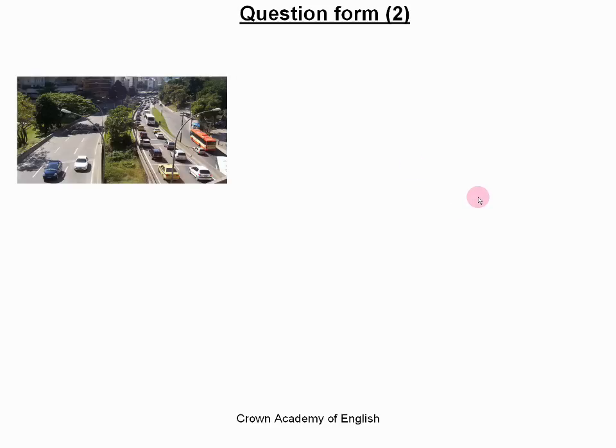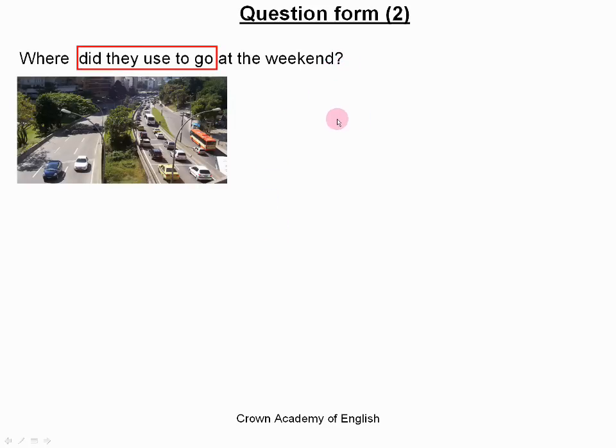Some more information about the question form with some more examples. Where did they used to go at the weekend? So here is the normal question form. We have already seen this. Did they used to go? And then we can put a question word like where at the beginning of the sentence, at the beginning of the question. And as always, we have the question mark at the end.